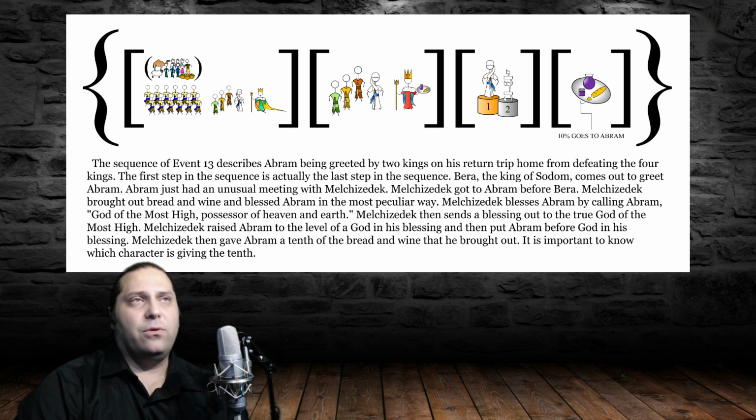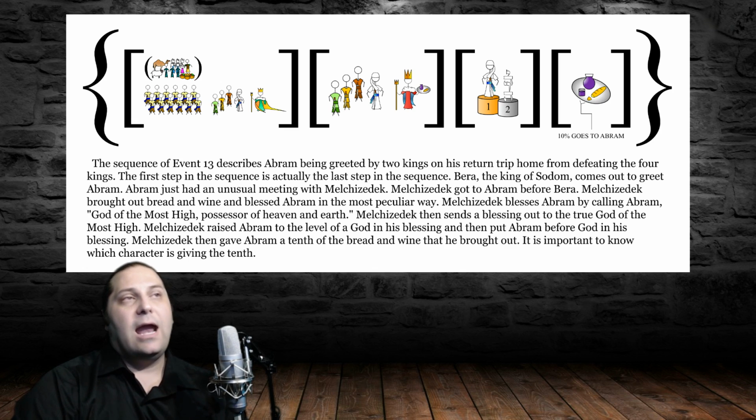Melchizedek blesses Abram by calling Abram God of the Most High, possessor of heaven and earth. Melchizedek then sends a blessing out to the true God of the Most High. Melchizedek raised Abram to the level of a god in his blessing, and then put Abram before God in his blessing. Melchizedek then gave Abram a tenth of the bread and wine that he brought out. It is important to know which character is giving the tenth, and we'll get to that in a later video, why that's so important.